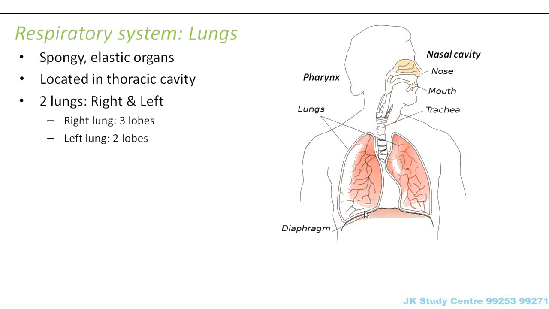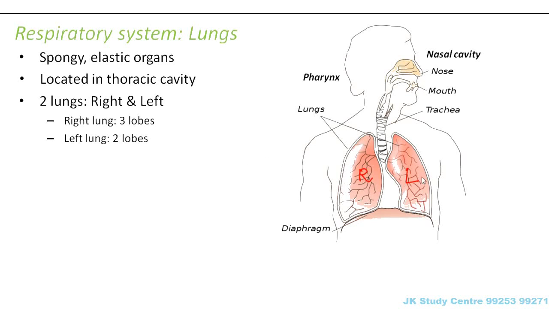There are two lungs in the human body, the right lung and the left lung. So which is our right lung? This is the right lung and this is the left lung. Now each of these lungs is again divided into different regions. Lobes are nothing but the regions. The left lung is divided into two lobes.